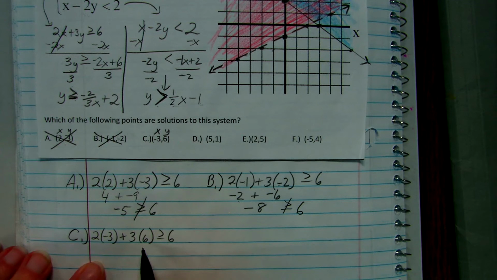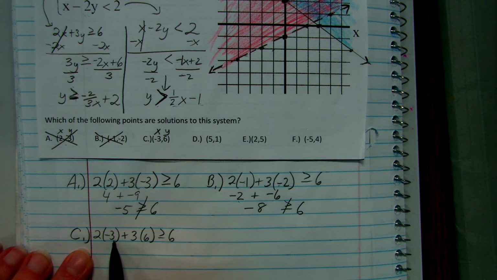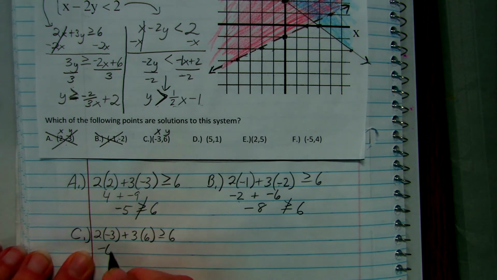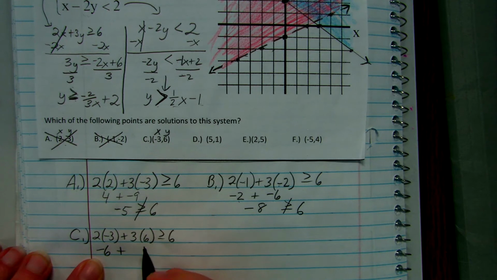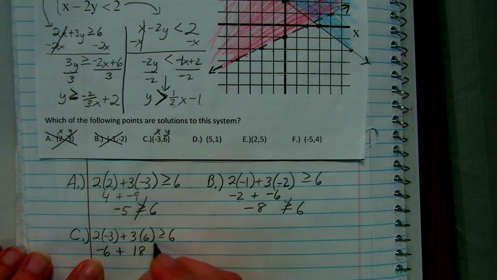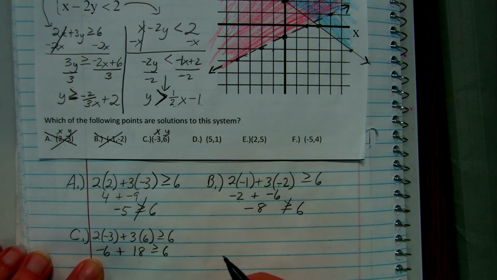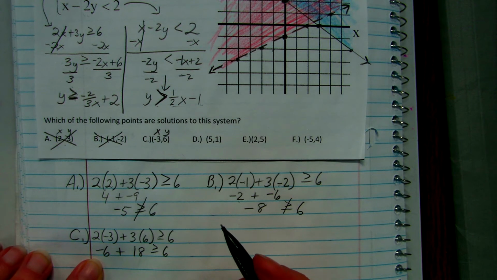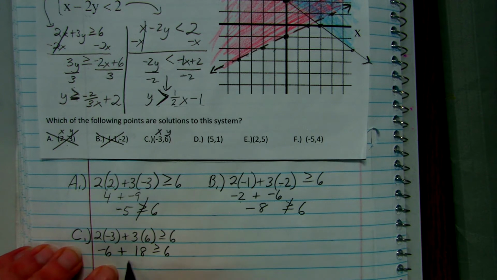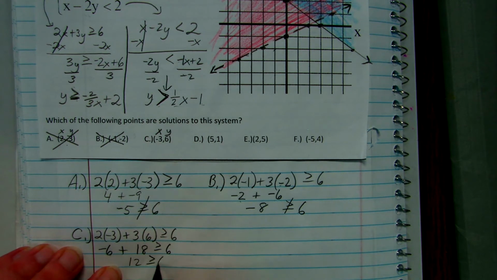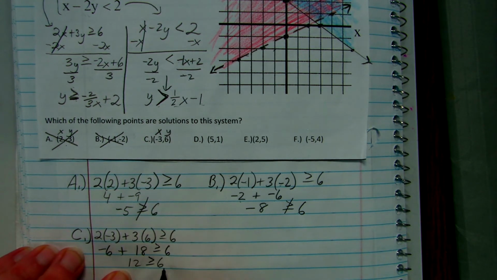All right, somebody besides Jillian and Gabe volunteer to help me out. What's 2 times negative 3? Good job. And what is 3 times 6? 12. No, 18. 18. Good job. It's okay. When you're on the spot, sometimes that just happens. I do that all the time to you guys. Well, the answer is 12, that's true. Maybe you were just a step ahead. So negative 6 plus 18 is 12. And lo and behold, that is greater than or equal to 6. It's actually greater than 6.